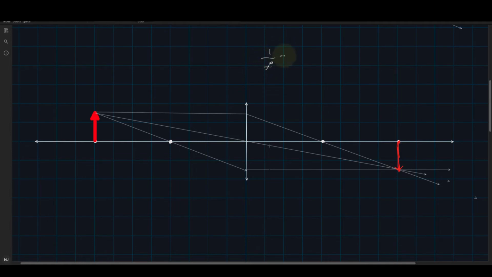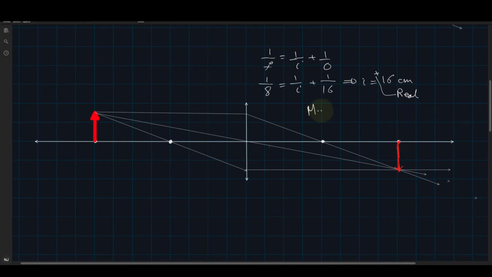1 over F equals 1 over I plus 1 over O. F is the same, which is 1 over 8, and the image, that's what we're looking for, plus 1 over the object. The object is at 16 centimeters away. Solving for the image, we can find that the image is also at 16 centimeters away, which is exactly where this should be. Okay, so, and it's positive, as you can see, so this means that the image is real.